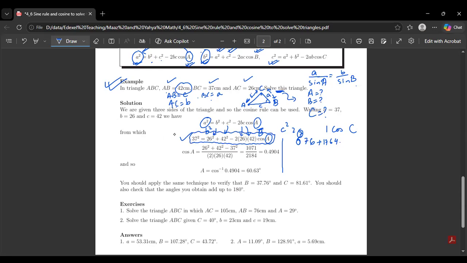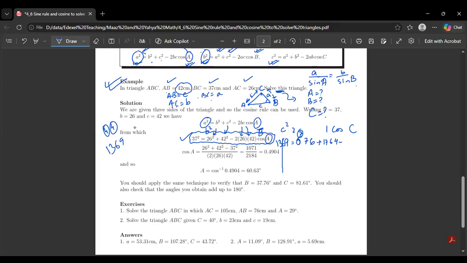Now on the left hand side we have 37 square. So what is the square of 37? That's going to be 49. 3 times 7 is going to be 21. 21 times 2 is going to be 42. 42 plus 4 is going to be 46. And then 3 square is 9. 9 plus 4 is 1369, right? So 1369 equals 676 plus 1764.